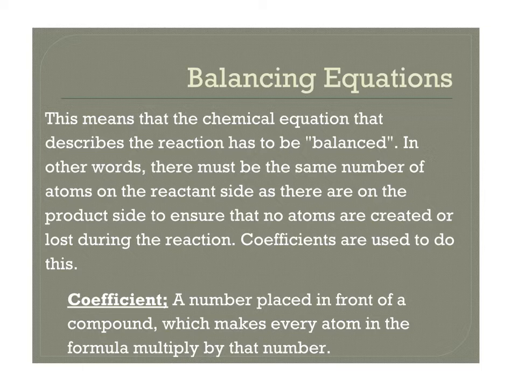When we say balancing equations, we mean that chemical equations that describe the reaction have to be balanced. In other words, there must be the same number of atoms on the reactant side as there are on the product side to ensure that no atoms are created or lost during the reaction. That is the law of conservation of mass. To do this, coefficients are used. A coefficient is a number placed in front of a compound, which makes every atom in the formula multiply by that number.